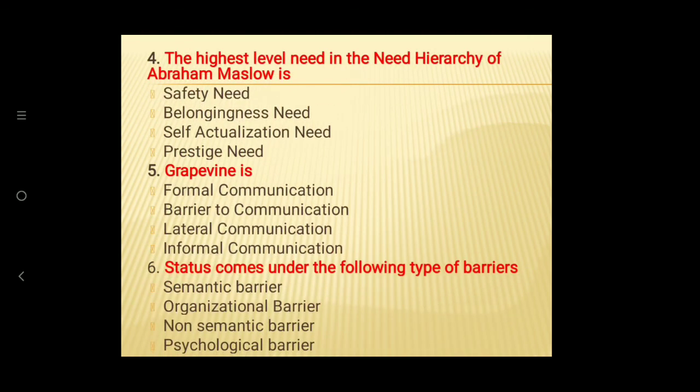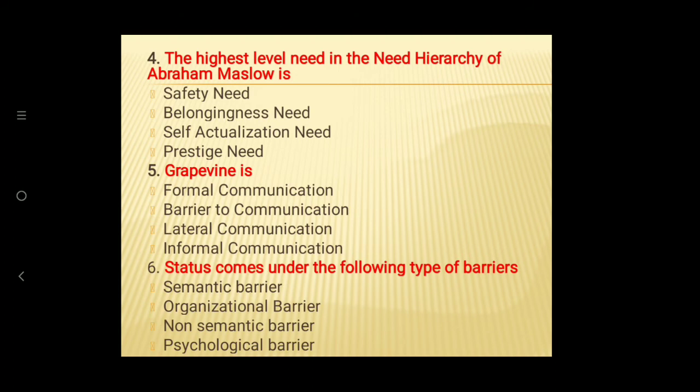Let us move on. The next question: the highest level need in the need hierarchy of Abraham Maslow is safety need, belongingness, self actualization, prestige need. Dear students, the basic needs, also called physiological needs, are the first level in Maslow's hierarchy. Second level, safety and security needs. Third level, social needs or belongingness needs. The next need is self esteem need, also called prestige need. And finally, self actualization need.